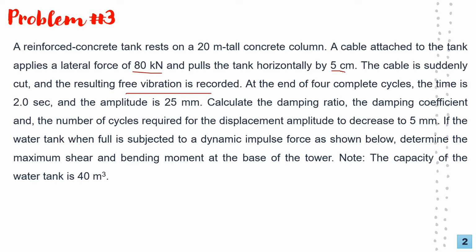At the end of 4 cycles, the time is 2 seconds and the amplitude is 25 millimeters. And you see we started with 5, so there is a reduction in amplitude. What does that tell you? There is damping occurring. So you're required to calculate the damping ratio, the damping coefficient, and the number of cycles required to bring displacement amplitude to about 5 millimeters. Now, if the water tank, when it's full, this is the second part.